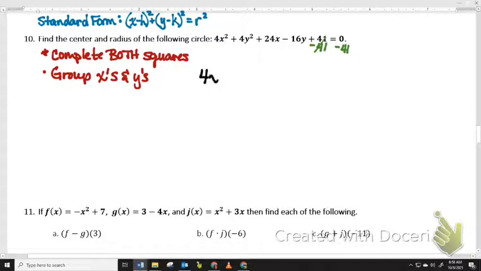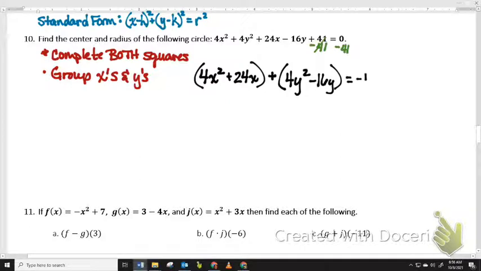So I'm going to have 4x squared plus 24x. I'm going to group those together. Plus, and then I have 4y squared minus 16y. Group those together. Equals -41. You guys okay with that so far? Am I allowed to have a coefficient in front of my squared terms? So how do I deal with it? Divide. We're going to kick it out to the front. I'm going to divide both of these by 4, and that's going to kick to the front here.